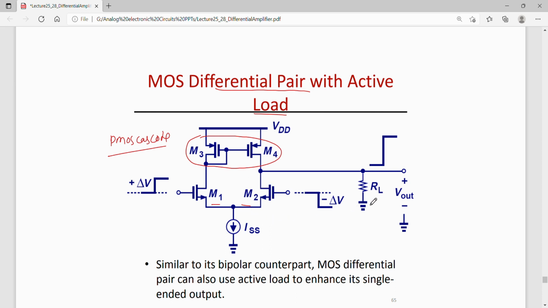That is, the job of this current mirror is to enhance the single-ended output. The output is single-ended here across this RL. So the job of this current mirror is to react to any change in the input and to enhance the output. So with this, I think I'll stop here, and we'll carry on from here in the next lecture.